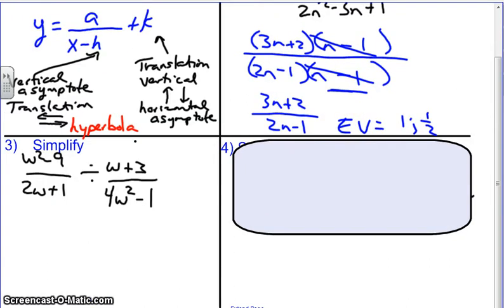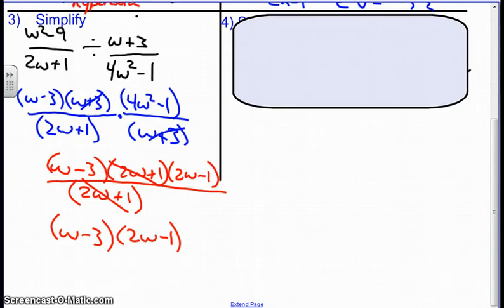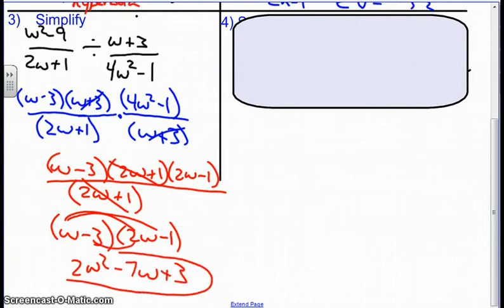And then a division question. Simplify and come back and check your answer when you have tried it. Okay, multiply by the reciprocal, factor, keep factoring. There were 2 sum and difference patterns here. And then ultimately we could distribute this and call it 2w squared minus 7w plus 3. I mean, we could write it as the product of those binomials.